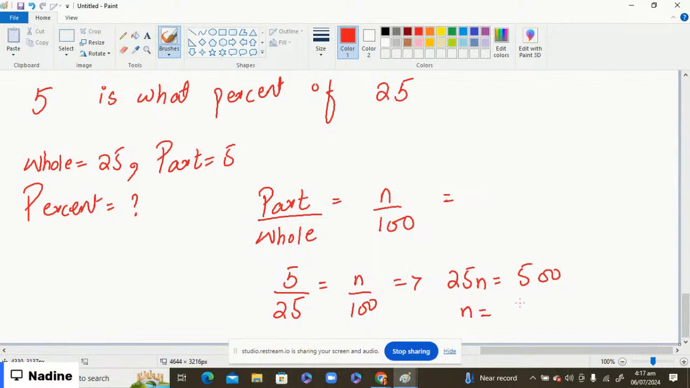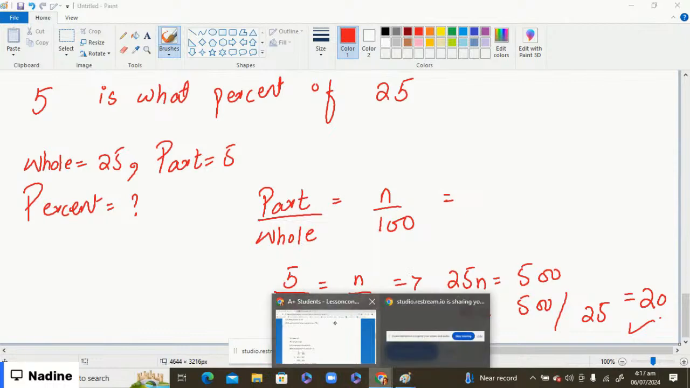Now, for the value of n, 25 is multiplied, so here the 25 is divided. When you divide 500 over 25, you get the answer 20. So this is your value of n. Okay, hope you guys understand this one.